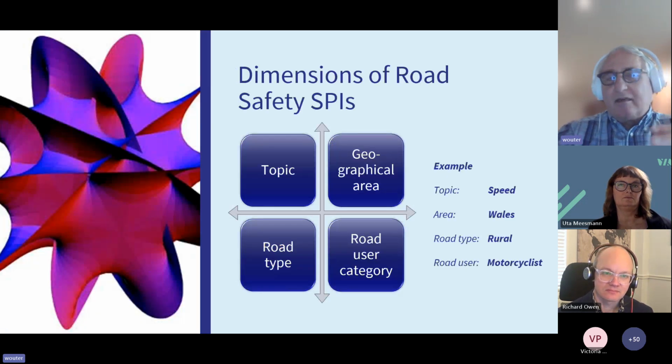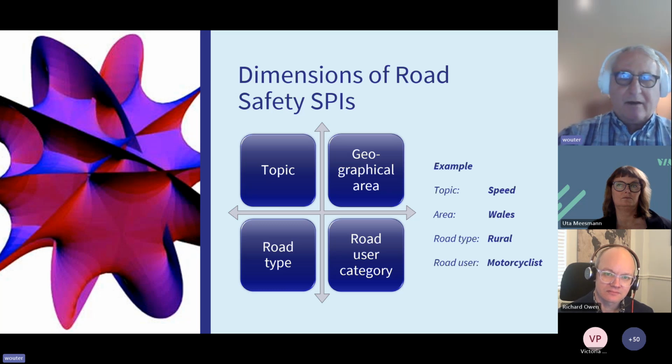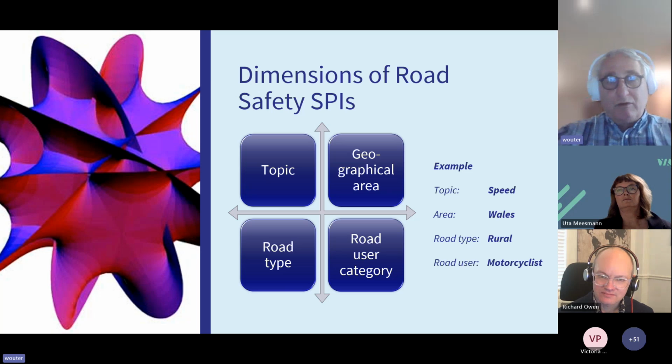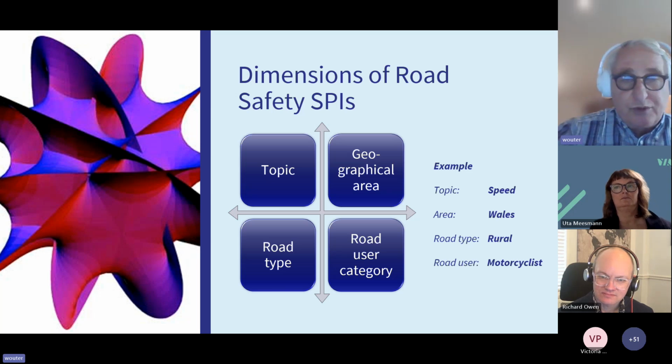Now, I think for most road safety SPIs, there are 4 dimensions. And this is important because sometimes people say the SPI value is 97%. Now, that's not enough. If you say for seatbelt it's 97%, that doesn't say much. You have to typically identify 4 dimensions. The first one is the topic. Are we talking about seatbelt wearing, about speeding, about distraction by mobile phone, or about distraction due to other causes?